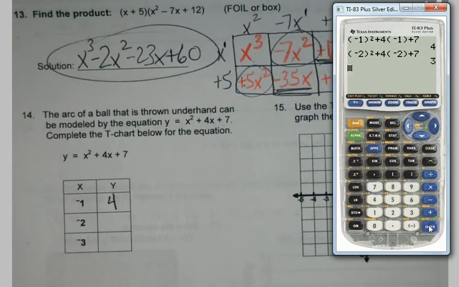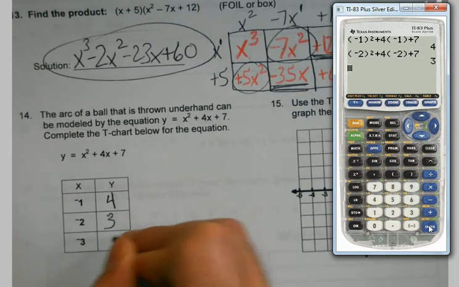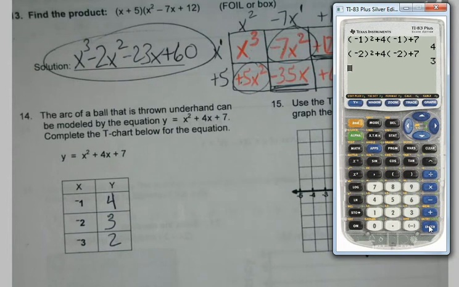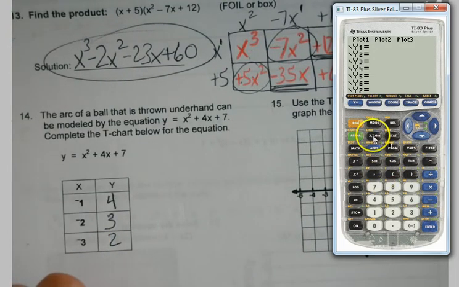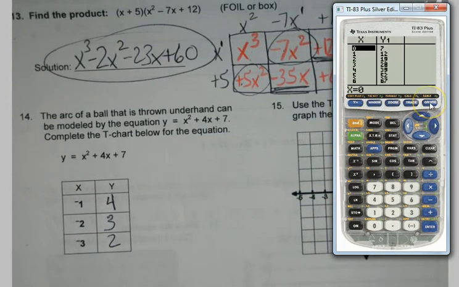I'll show the shortcut in a minute. And then you're like, why are you assuming that's 2? Well, because it looks like it's going down by 1. Well, what if I want to get all the answers at once? Like, you can do that? Yes. If I hit y equals, and I type the equation in, so x squared plus 4x plus 7. Okay. Now, I could hit graph. That's not going to help me as much. If I hit second graph, the table comes up, and you will be amazed.